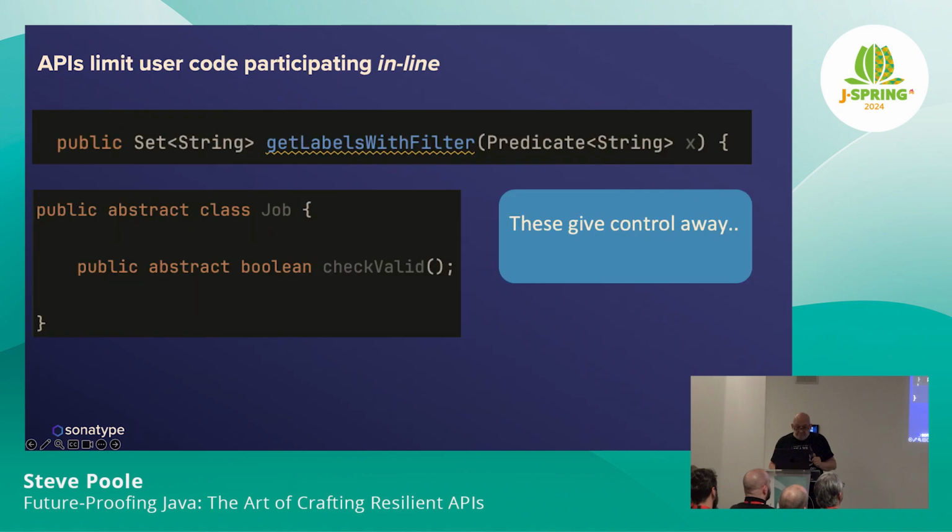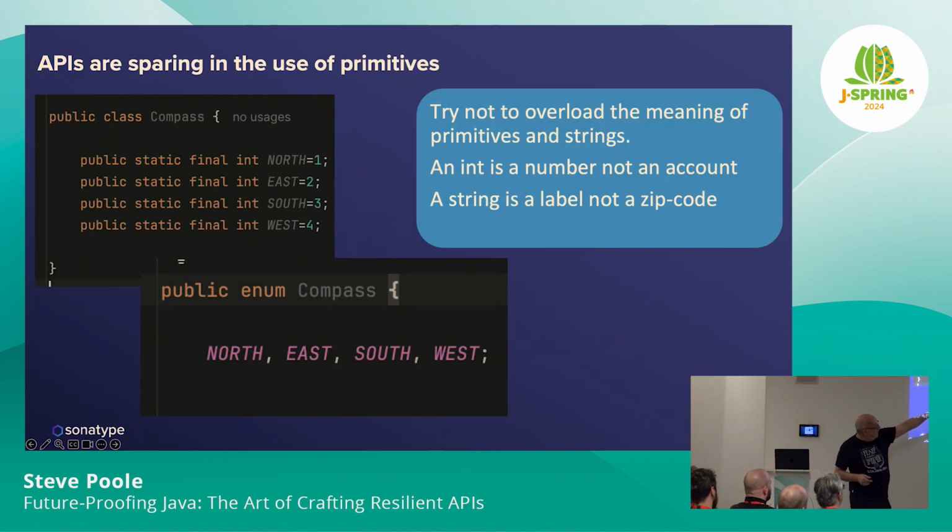Let's move on. Well, other than this, my advice to you is this bit here, right? An int is a number. It's not an account. A string is a label. It's not a zip code. Don't overload the primitives with meaning. Put the meaning somewhere else, and sure, create a label or some other number, but treat them as what they are, and don't go, they mean something else, like they mean points of the compass. You've got other ways of doing that.